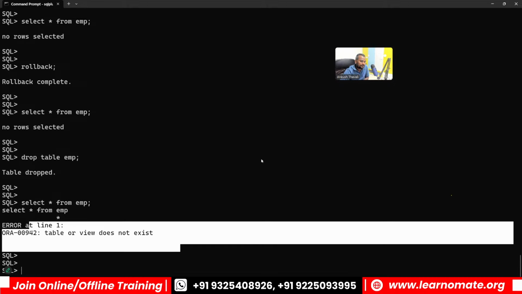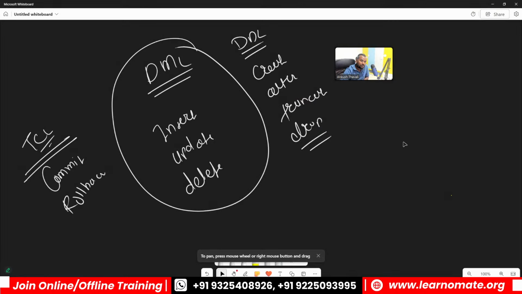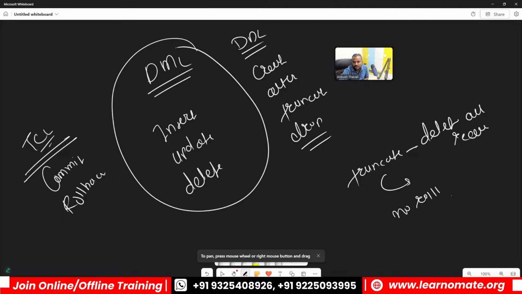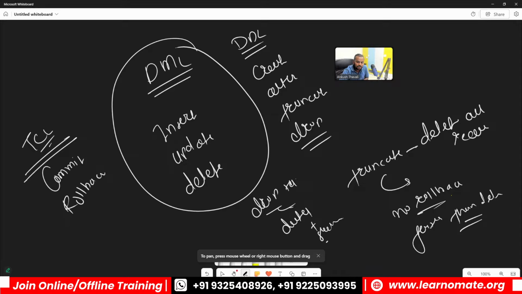Table is not available. So when you want to delete all records, you can use truncate. Truncate will delete all records. After truncate, no rollback. Rollback is not possible. It is much faster than delete. If you want to drop a table, you can say drop table name. This will drop your data plus structure, both the things. Is it clear?